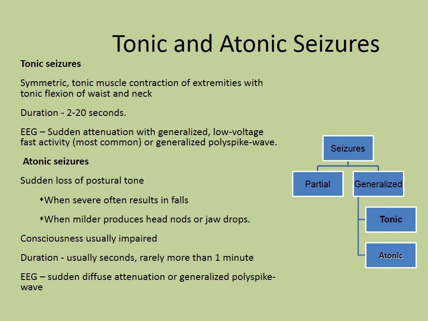Tonic and atonic seizures are common in people with other neurologic abnormalities in addition to epilepsy. In contrast to partial motor seizures, tonic seizures are generalized, involving bilateral muscles in a symmetric or nearly symmetric manner. They are characterized by flexion at the waist and neck, abduction and flexion or extension of the upper extremities, and flexion or extension of the lower extremities. They typically occur during sleep, and they typically last anywhere from 2 to 20 seconds. And you can also pick these out on EEG.